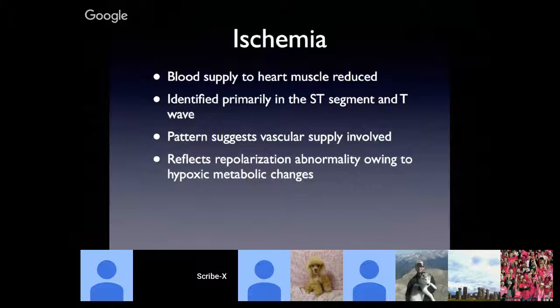And it implies that the blood supply to that section of heart muscle is reduced. And you see this primarily in the ST segment and the T wave. And you can get a sense for which blood vessel is involved based on the pattern that you're seeing on the 12-lead EKG.